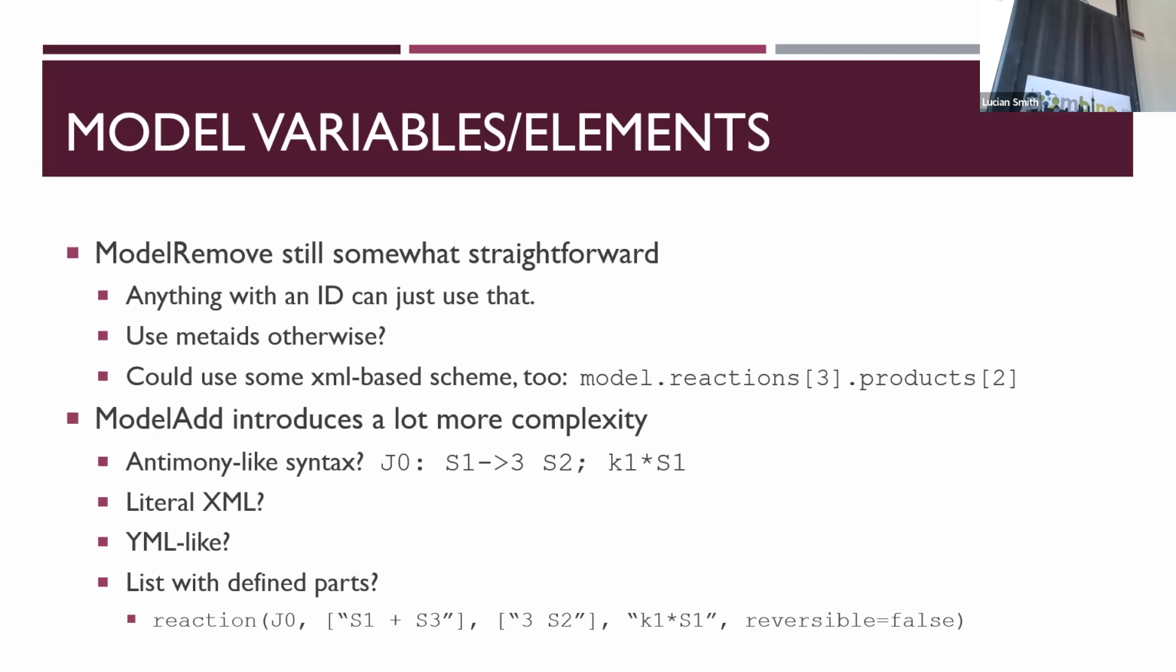Adding something to the model is a lot more complicated. You could imagine, so Antimony defines a reaction in this sort of string. You could imagine using that. You could use literal XML if it was actual XML. You could use something YAML-like. You could have a list with defined parts. So if I want to add a reaction, I add it like this: I use the word reaction, and then I give it an ID, reactants, products, kinetic law, whether it's reversible or not. That sort of thing. So again, this would be model-language specific.